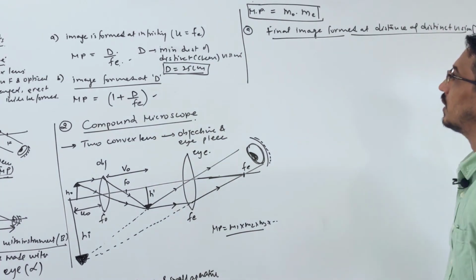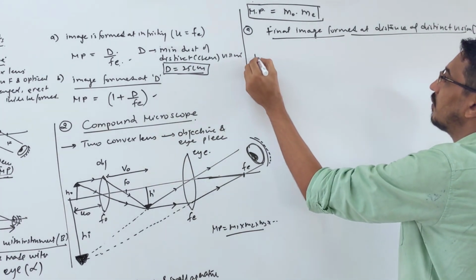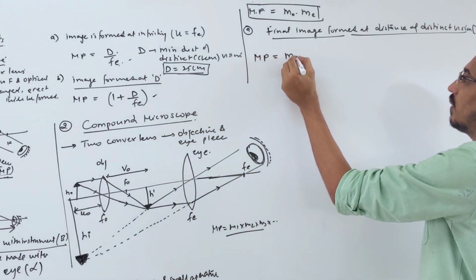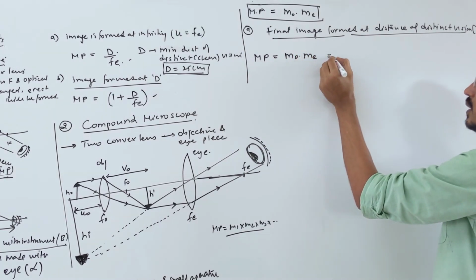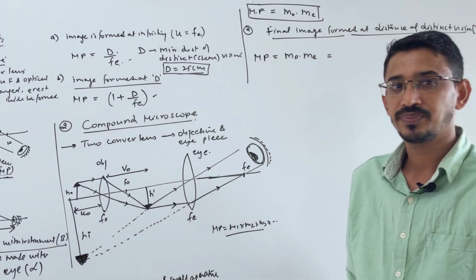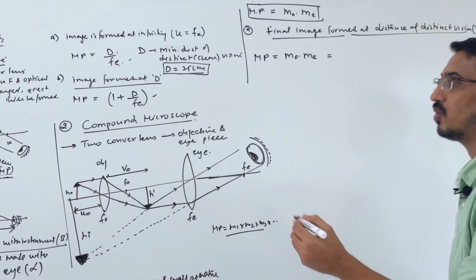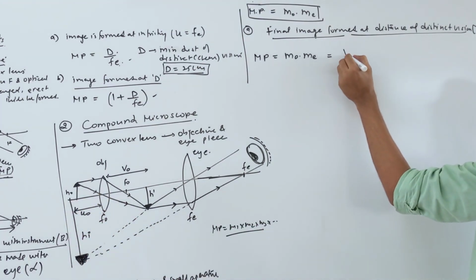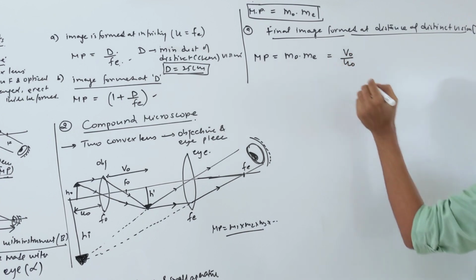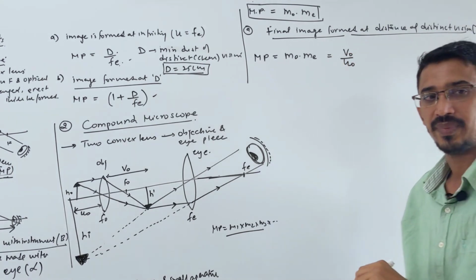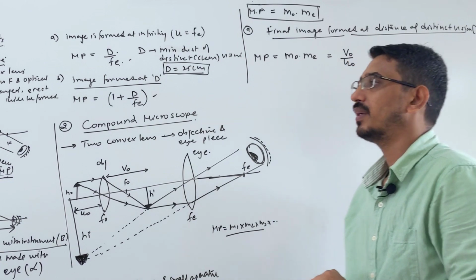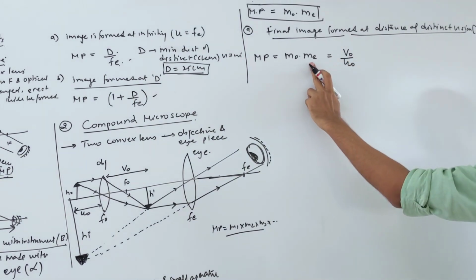So let's calculate. We want to calculate magnifying power. What is the formula? The main formula is M0 into ME. M0 is very easy. Here you know V0 and U0, both, so you can write the normal formula for a lens: V0 upon U0. That's the magnifying power due to the objective. Then what is the magnifying power due to the eyepiece?